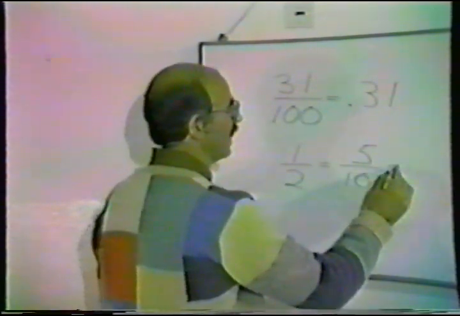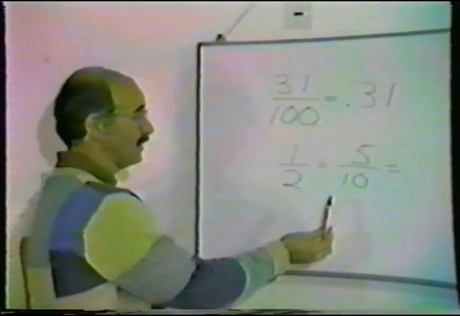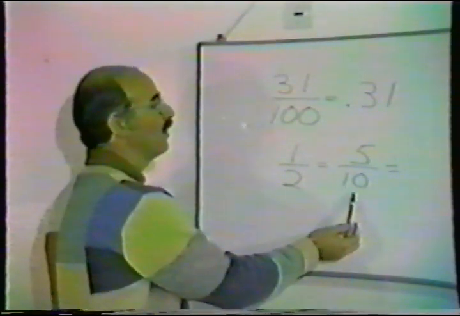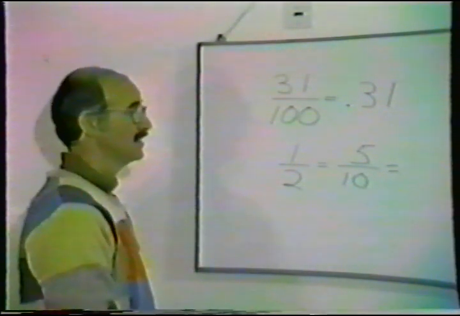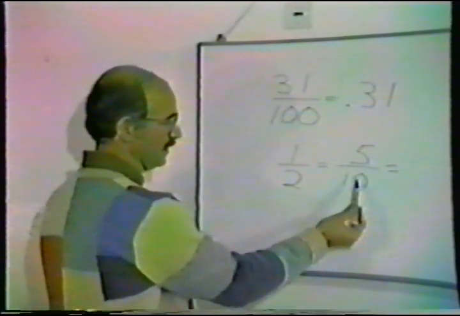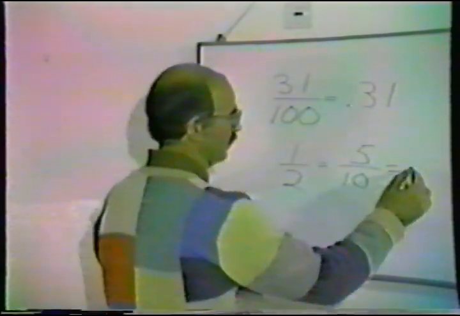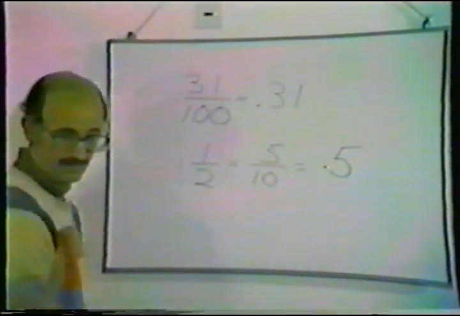5. And that will bring us back to our first question. Is the bottom number now 10, 100, or 1,000? Yes. So we can change that to a decimal. Please read it. 5 tenths. Which is, of course, just 0.5.